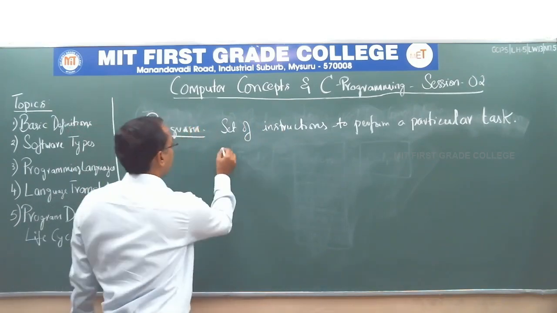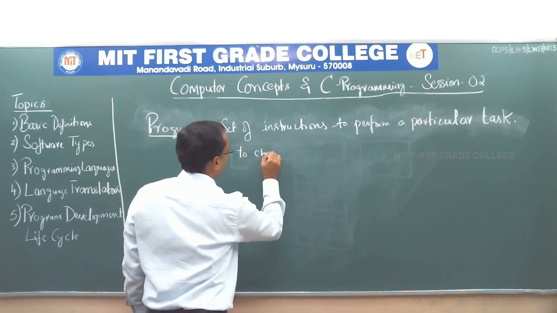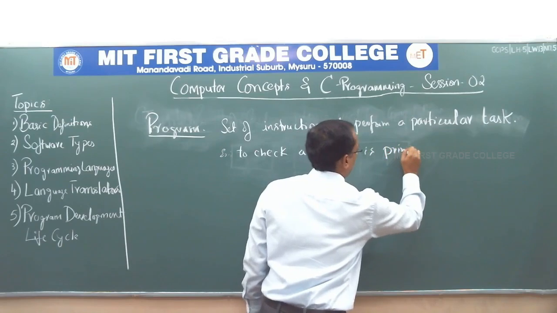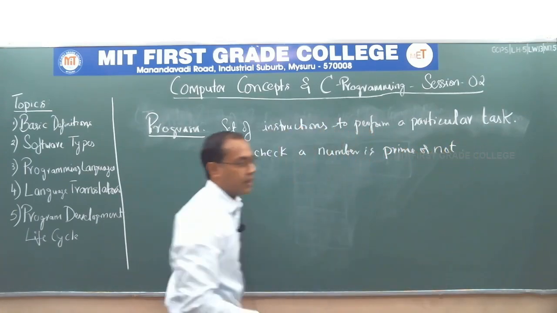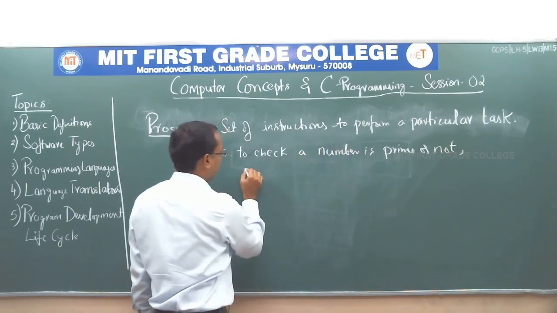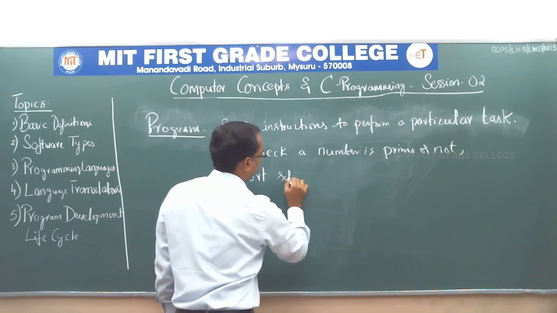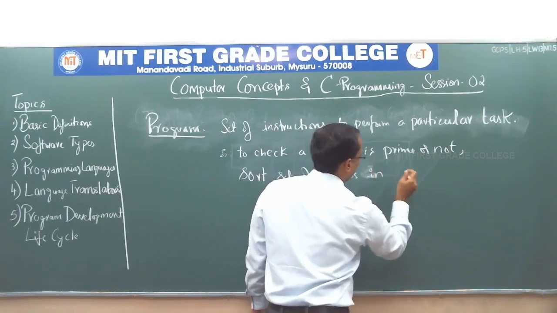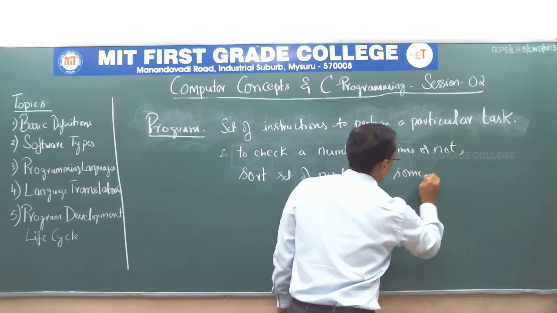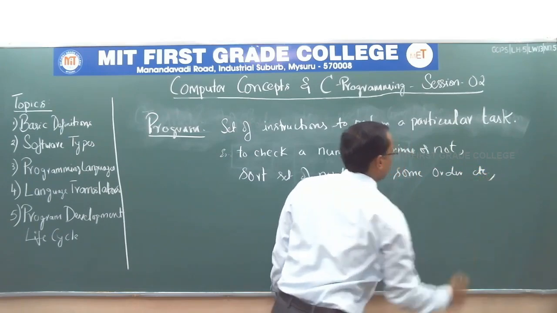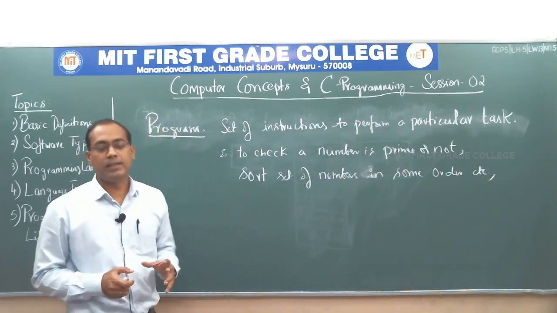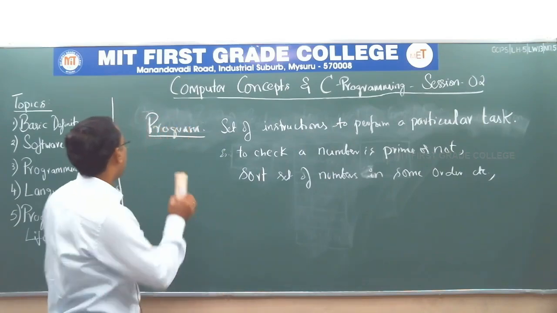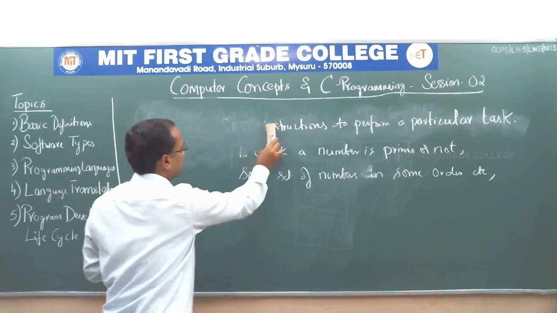What can be a task? A task can be to check whether a number is prime or not, similarly to check whether a number is odd or even, it can be to sort a set of numbers in some order, etc. So program is nothing but a collection of instructions to perform a particular task. Now, after learning this concept, we'll look into the next concept.